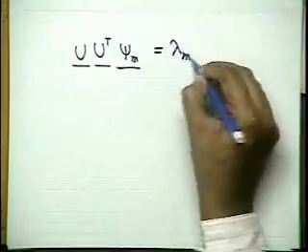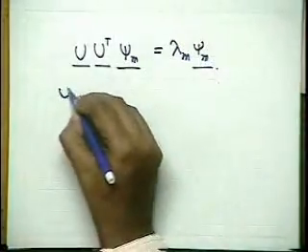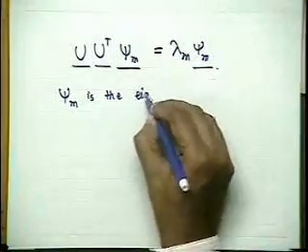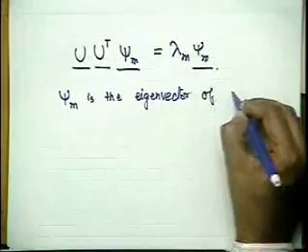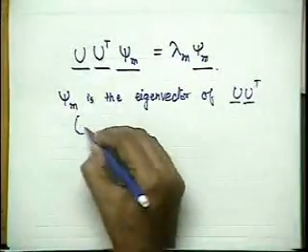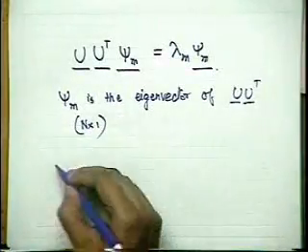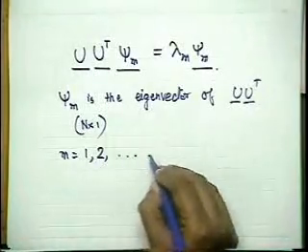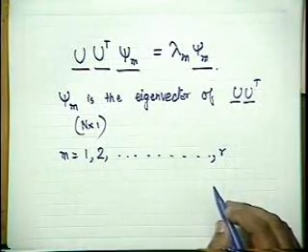Lambda m psi n. Excellent. Where psi n is the eigenvector of U transpose. And what is the size of this eigenvector? It is size n by 1. Even here also the index m can vary 1, 2, 3, 4, etc. up to r.